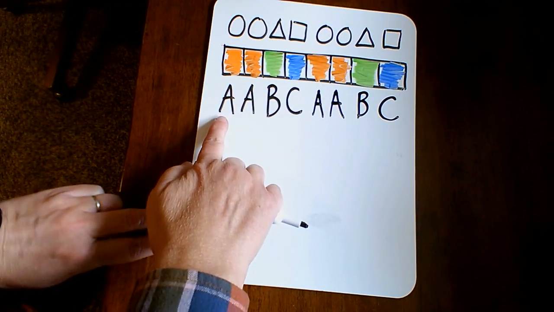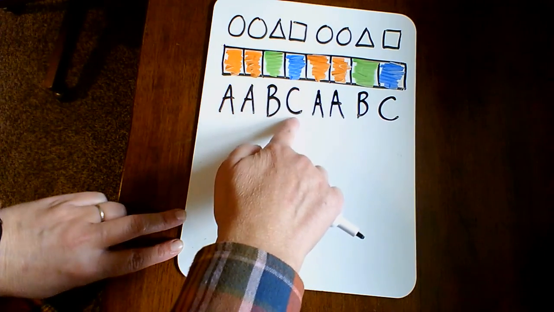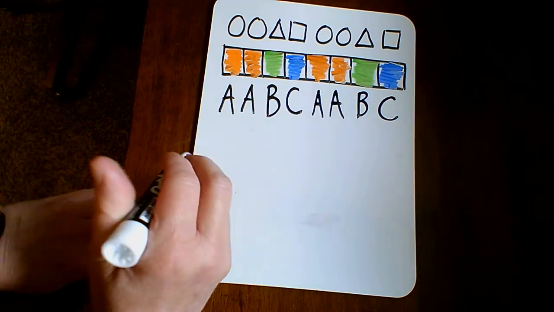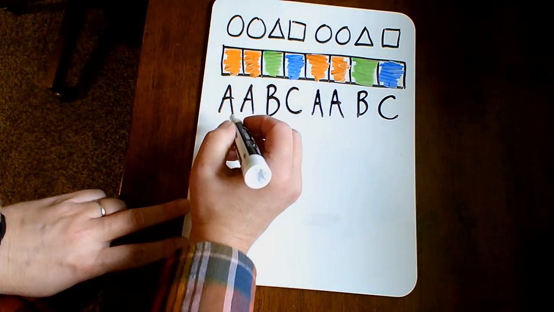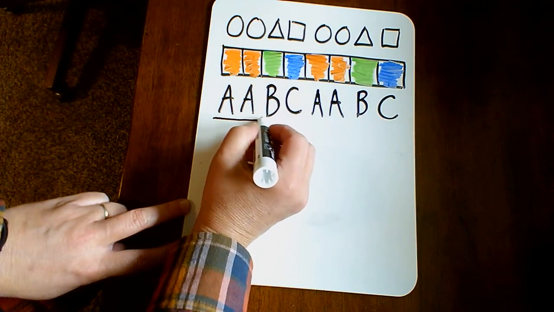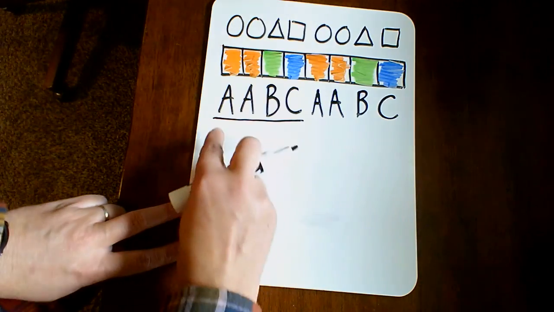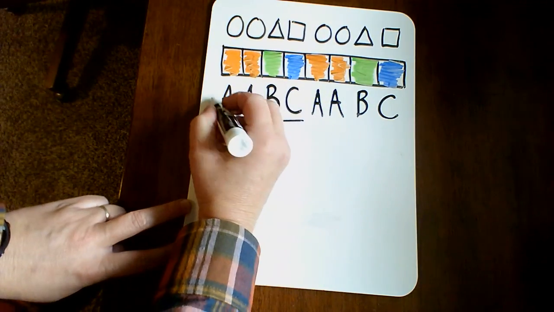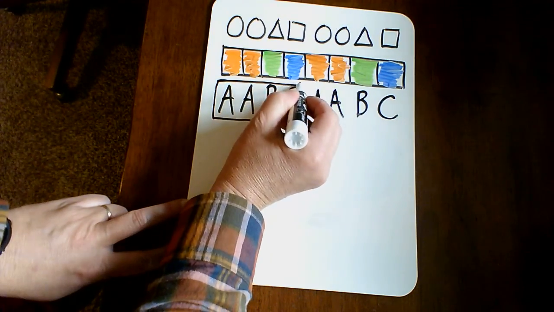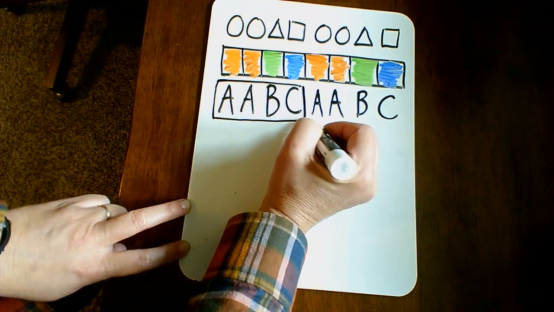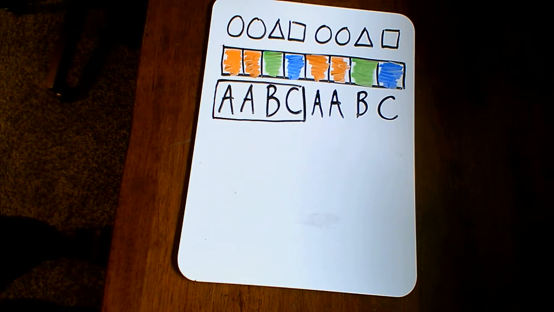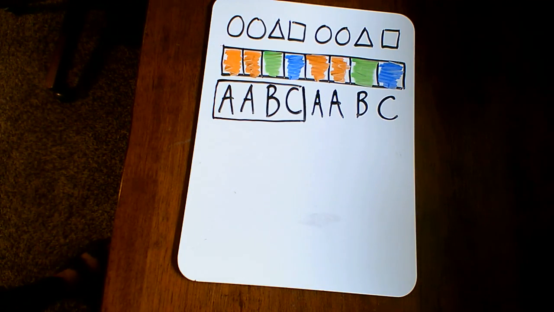Let's read it together. A, B, C. A, B, C. Okay, now, let's see. This is the part of our pattern that repeats, right? A, B, C. A, B, C. So we would call this pattern an A, B, C pattern. Ooh, that's a tricky one. Tricky, tricky. Okay, I think you're ready to give this a go.